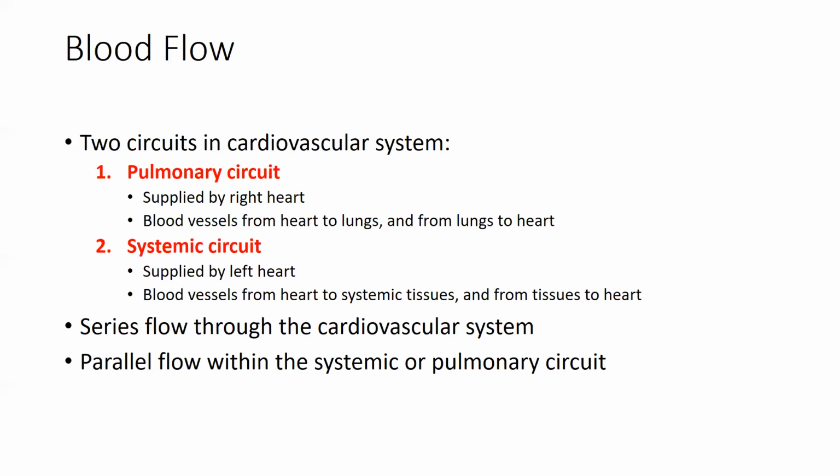Okay, now there's two descriptions or two types of flow when we talk about the circulation. There's series flow and there's parallel flow. So series flow means that each area of circulation is happening one after the other after the other. And this is what occurs in the cardiovascular system. So blood has to go from the heart to the body, to the heart, to the lungs, to the heart, to the body, to the heart, to the lungs. Those things have to happen one after the other in series, okay?